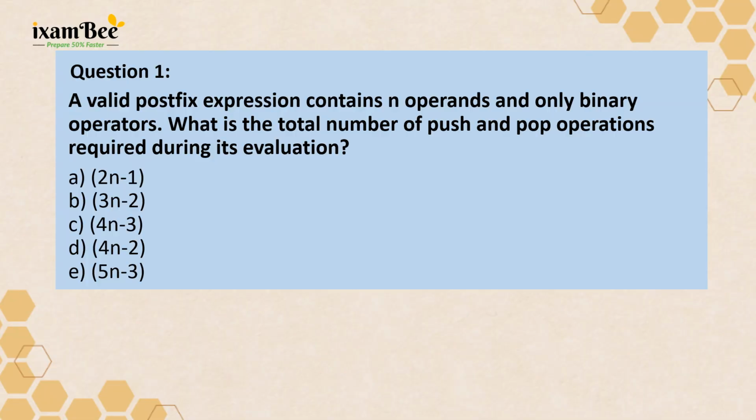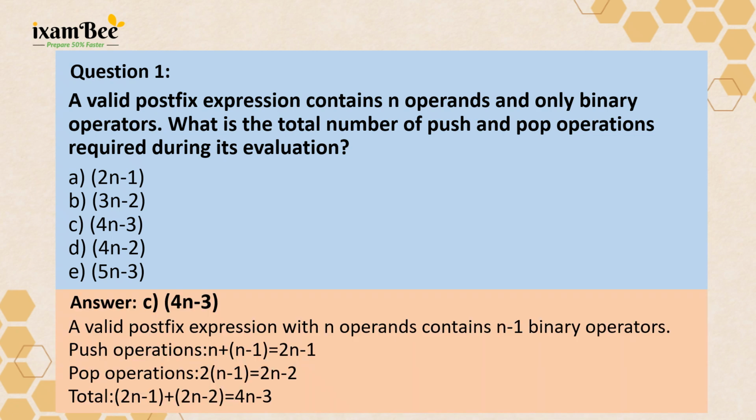Here is the first question. A valid postfix expression contains n operands and only binary operators. You are asked what is the total number of push and pop operations required during its evaluation. So the answer to this question is C, 4n minus 3.